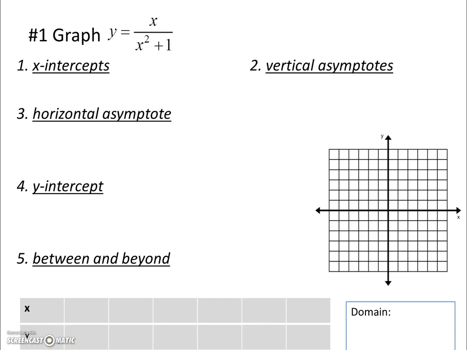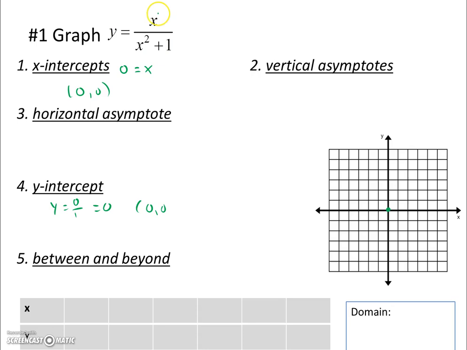So here we're going to find the x-intercepts. The x-intercepts are going to occur when the function equals 0. So for this one we set y equals 0, and then you set your numerator, x, equals 0. So you have an x-intercept at 0, which is the point (0, 0). So I know it goes through the origin. That's going to be the same as the y-intercept. You can find the y-intercept by plugging in x equals 0, and you end up with y equals 0 over 1, which is 0, which again confirms that it goes through the origin at (0, 0).